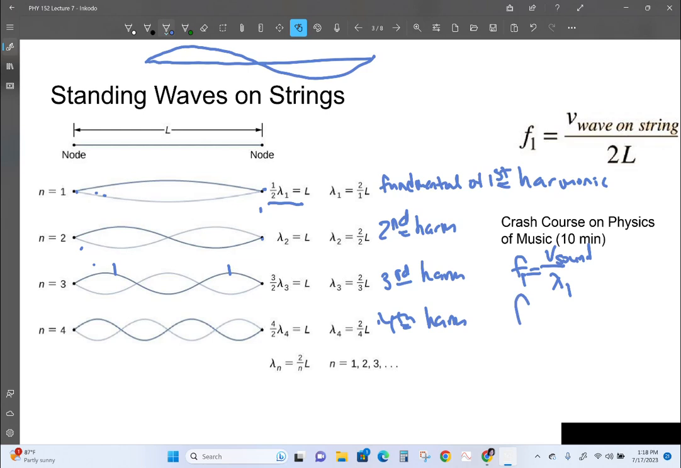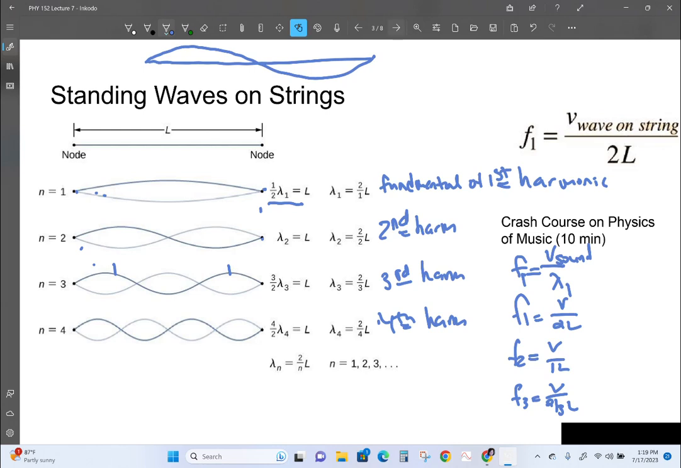So if I plug this in, F1 is V all over 2L. For F2, if I rearrange this, it's V all over 2/2 L, or 1L. And then over here, for F3, V is going to be equal to 2/3 L. So what we're seeing is there's some kind of relationship here.